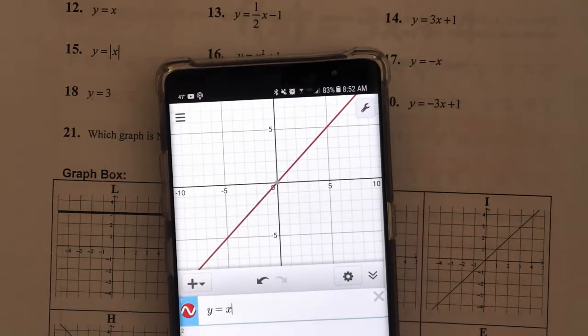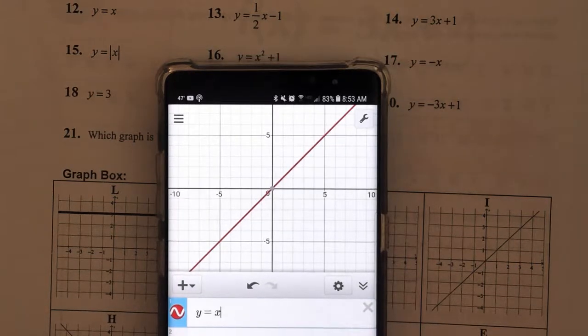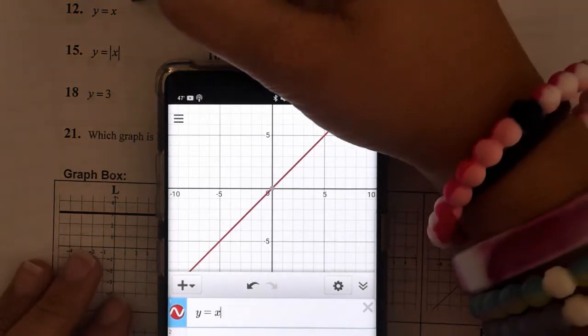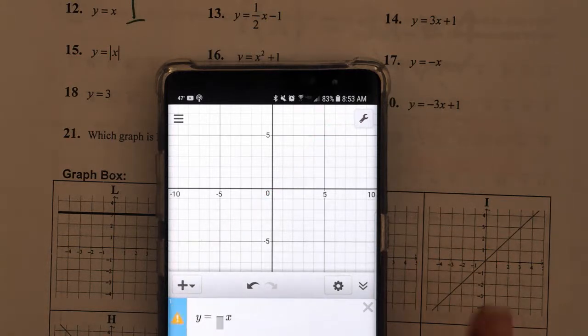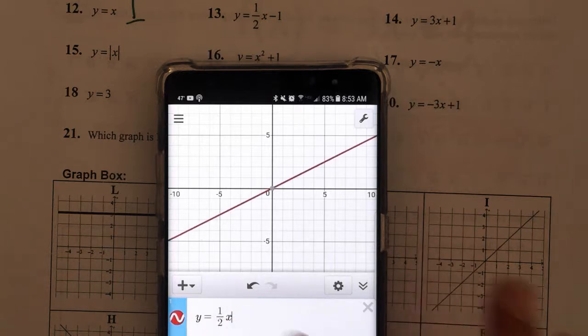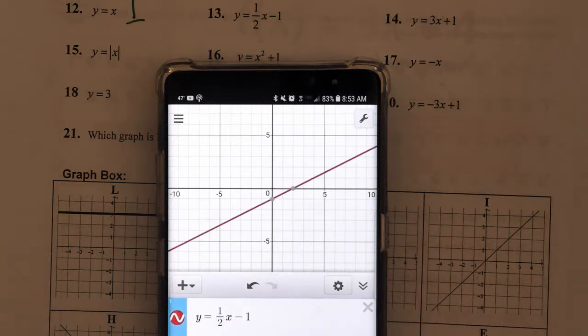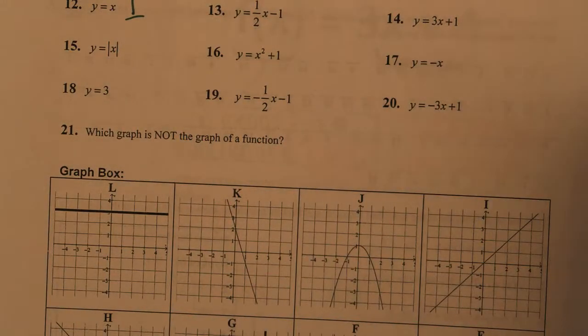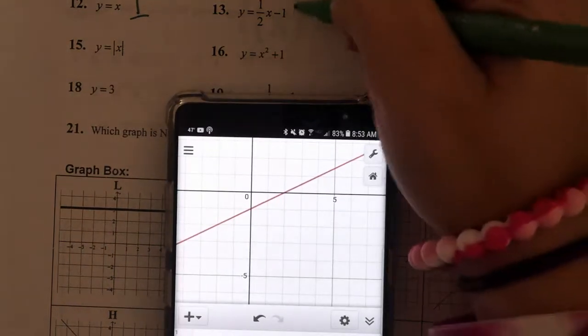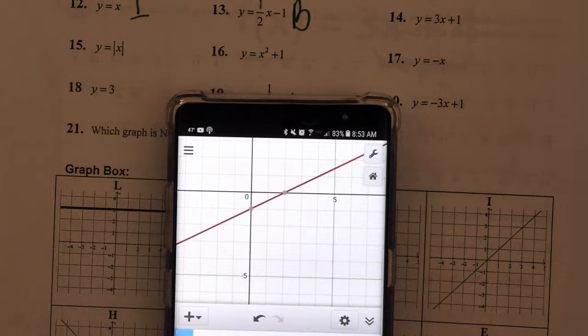So for number 12 on the back, which one looks like that? Which letter? I. So write I beside number 12. Okay, 13, I'm going to graph 1 half x minus 1. You think it looks like, what are y'all saying? B? Yes, it does. Alright, next we're going to graph 3x plus 1.